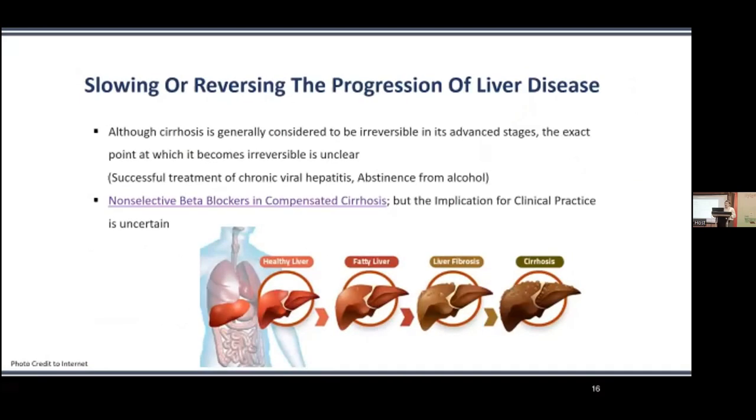The first is slowing or reversing the progression of the liver disease. Sometimes it can be attainable, although cirrhosis is generally considered to be irreversible in the later stages. The point at which it becomes irreversible is unclear, so it is very difficult to know the point of no return. Some conditions, like successful treatment of chronic viral hepatitis and total abstinence from alcohol, can reverse the progression of the liver disease. In some studies, non-selective beta blockers in compensated cirrhosis can reverse the progression of the liver disease, but the implications in clinical practice are still uncertain.